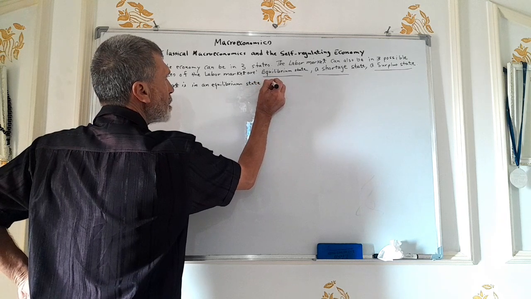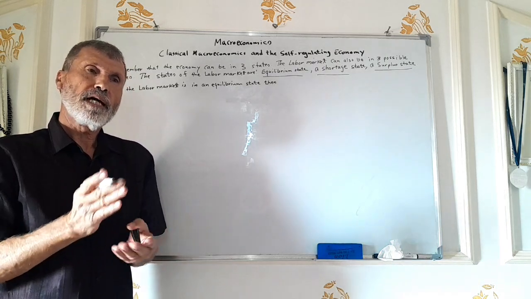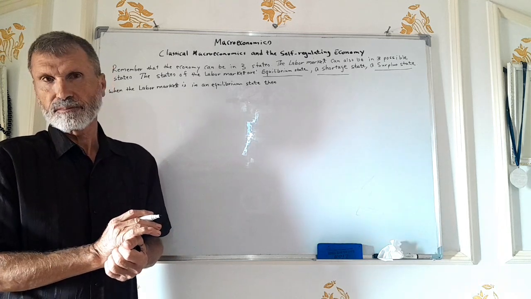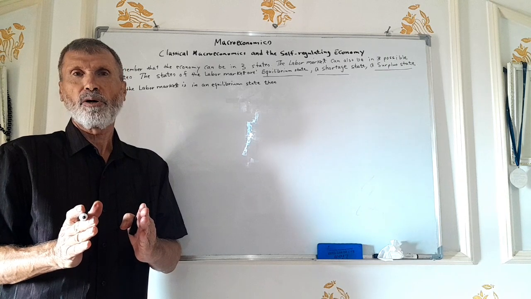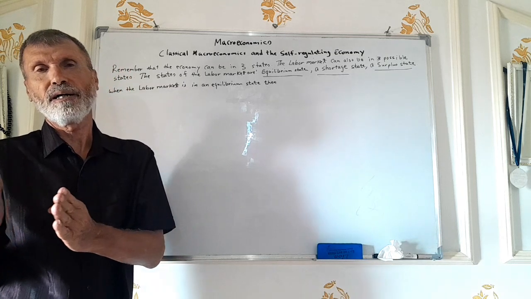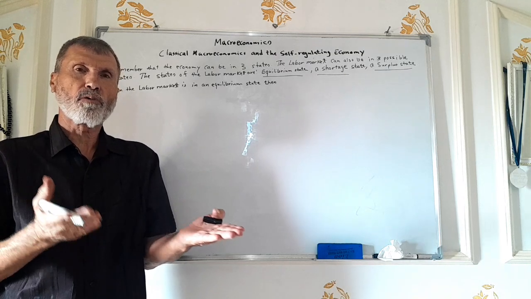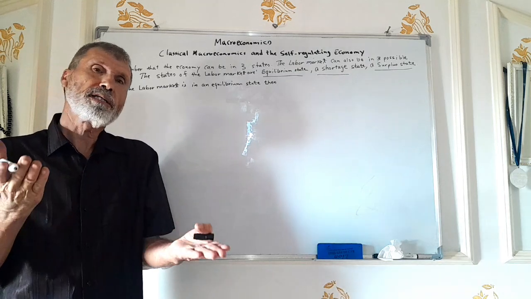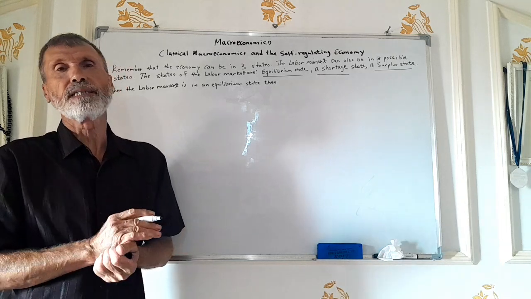then what do we expect? When the labor market is in an equilibrium state, then we expect that the quantity supplied of labor is the same as the quantity demanded of labor. That is, the number of people looking for work is equal to the number of jobs available in the market. Therefore, the quantity demanded of labor is equal to the quantity supplied of labor, which means the labor market is in equilibrium.